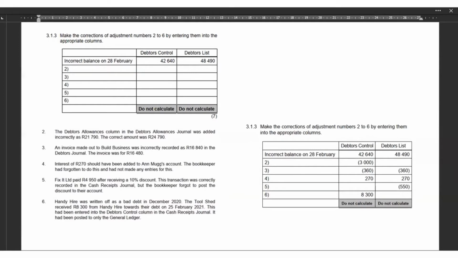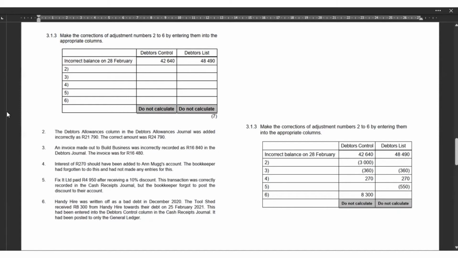3.1.3. Make corrections or adjustments, number 2 to 6, by entering them into the appropriate columns. All right, so this is what they give you. Debtors control versus debtors list. Incorrect balance on the 28th of February, they've given to you. And then entries 2, 3, 4, 5, and 6. They specifically tell you do not waste your time to calculate the new balances. Your decision is, is my error just in the control account, just in the list, or in both? Let's go through them one at a time.